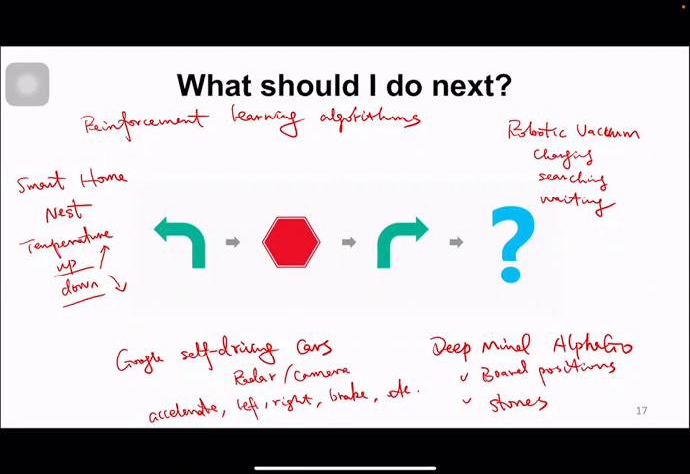There is also robotics. If you bought an iRobot at home to clean the floor, based on the battery level, should you continue to search and clean the floor, or should you go back to charge? So those are all the decisions an AI agent has to make.